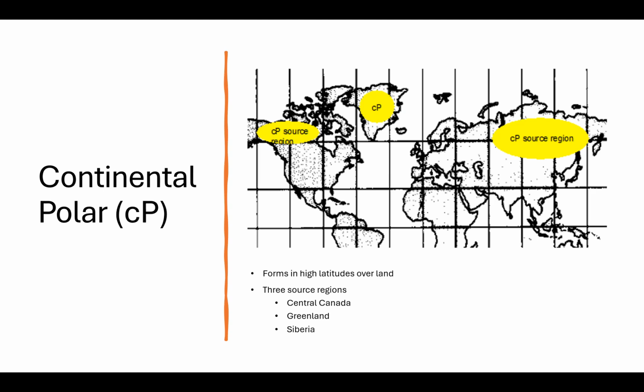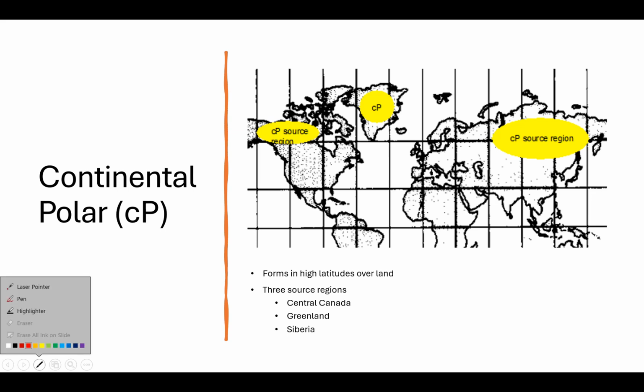All right, so now that we have an idea of the types of air masses, let's go ahead and look at each one of these air masses a little more specifically. The first one we're going to look at is continental polar, and it is abbreviated by a lowercase c, capital P. The lowercase c means continental or land-based. The capital P means polar, so it forms at higher latitudes.